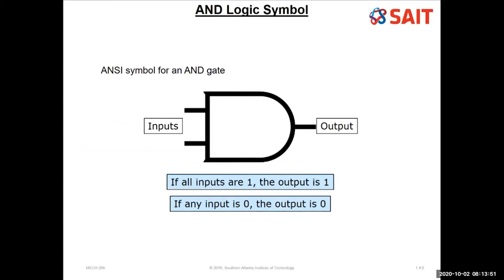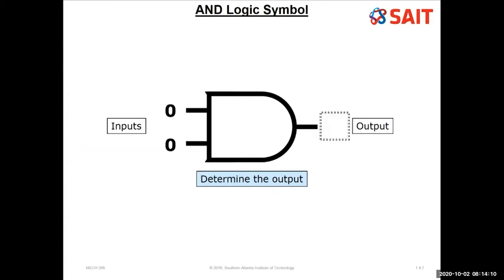Now in North America, we tend to use this symbol for an AND gate. And I just remember it looks kind of like a D. If any of the inputs are true, we have an output that is true. So this is a symbol that we would use in our schematics to represent an AND gate.